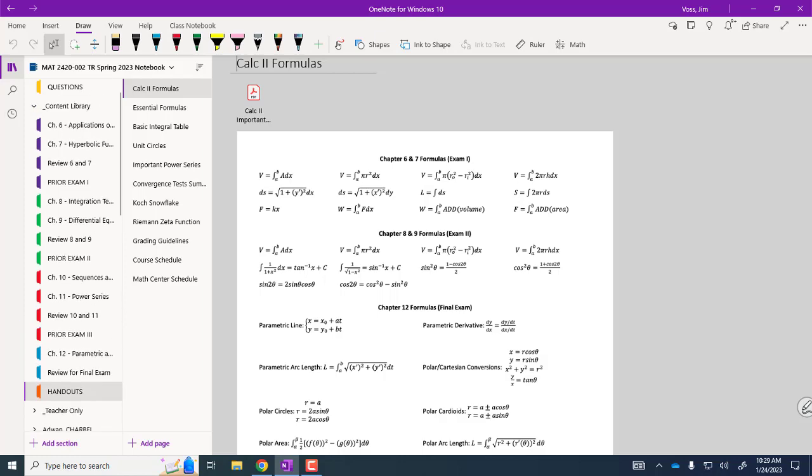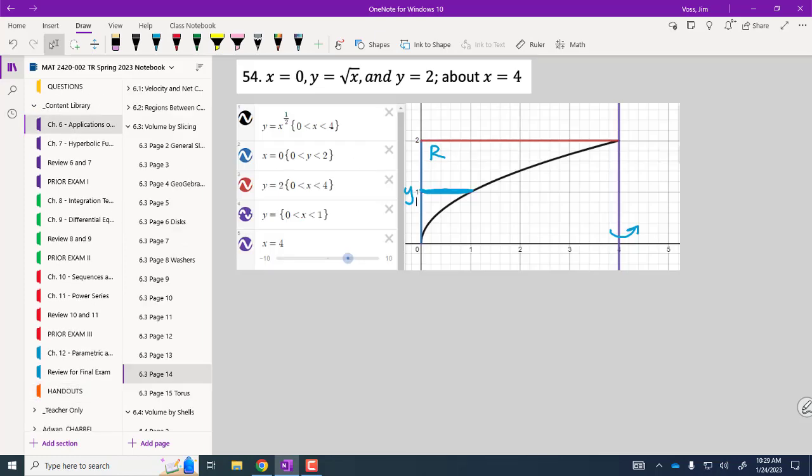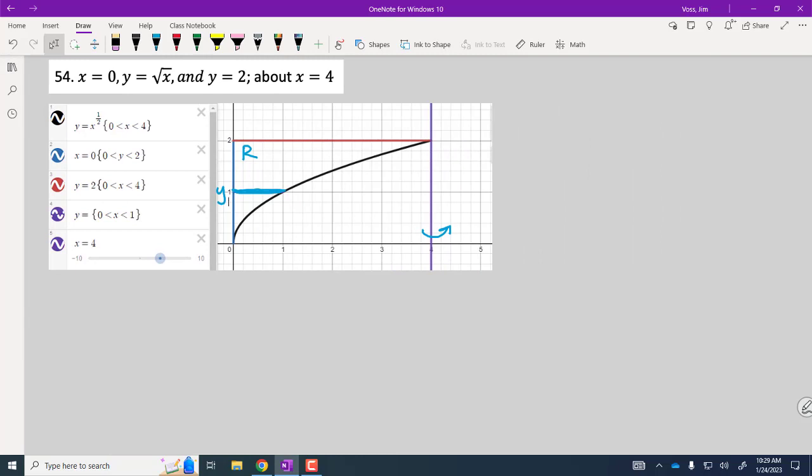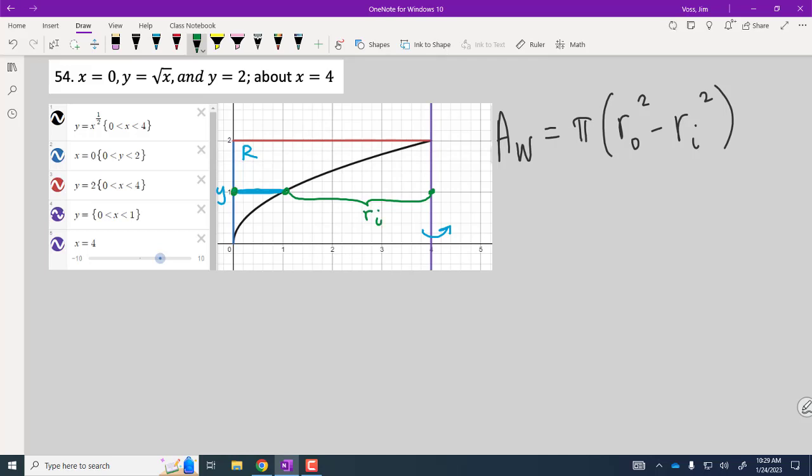Okay, so let's just wrap this one up. We've decided it's a washer. We know the area of a washer is the outer radius squared minus the inner radius squared, times pi. So it's big disk minus little disk: pi r squared minus pi r squared. When we look at our picture here, the closer curve is the inner radius. The larger curve, the curve further away, is going to give us the outer radius.